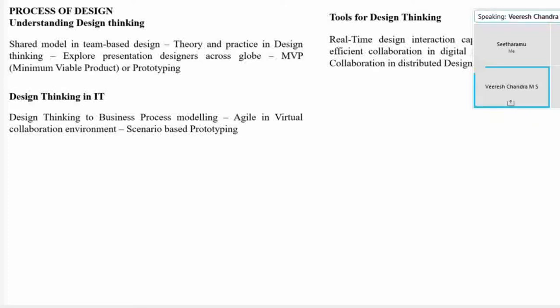So depending on the scenario, prototyping is done, and that is known as scenario-based prototyping. All the things mentioned here will be explained now. Design thinking for strategic innovations. As I have told you, design thinking always leads to innovative solutions. So they are both interconnected. If you want innovation, think about the design. If you do design thinking, you will get innovation.